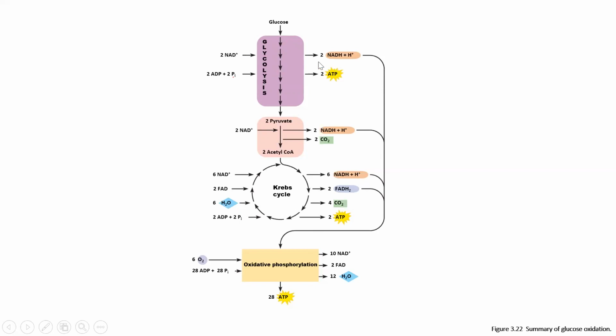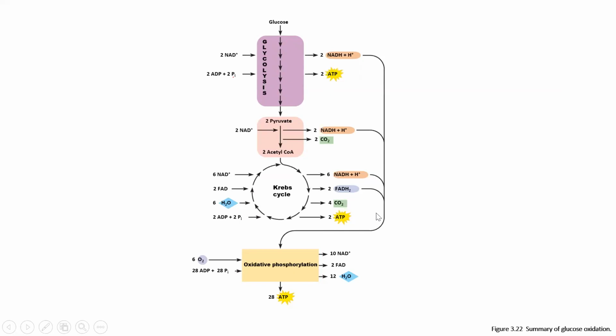So we yield 2 net ATP for glycolysis. We also yield 2 NADH carrying electrons. We yield 2 NADH carrying electrons for the linking step, and then 2 CO2 as a byproduct. Now remember, this is happening twice because we actually yield 2 pyruvate. We yield 6 NADH carrying electrons. We yield 2 FADH2 also carrying electrons. We yield 4 CO2 as a byproduct, and then 2 ATP from the Krebs cycle.